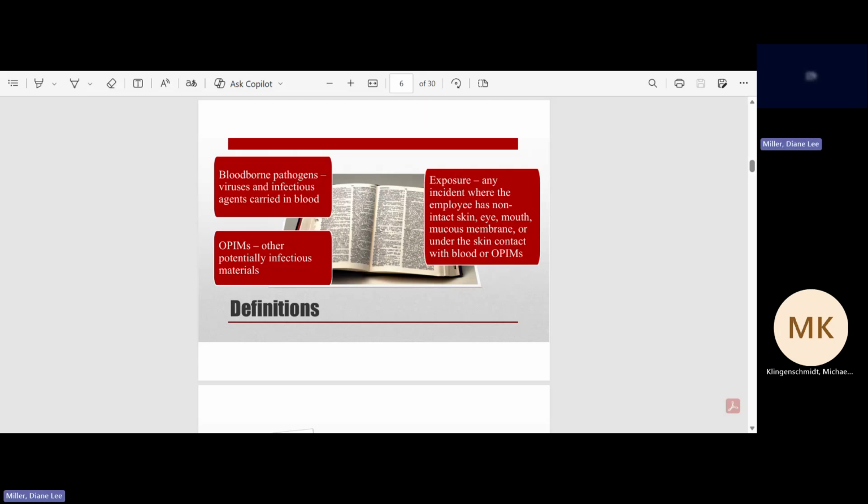We're going to review several definitions that are involved with bloodborne pathogens. Specifically, bloodborne pathogens are different viruses and infectious agents that are carried in blood and sometimes can be carried in other bodily fluids. OPIMs, or other potentially infectious materials, include some of those other bodily fluids. An exposure is any incident where the employee has non-intact skin, eye, mouth, mucous membrane, or under the skin contact with blood or OPIMs.